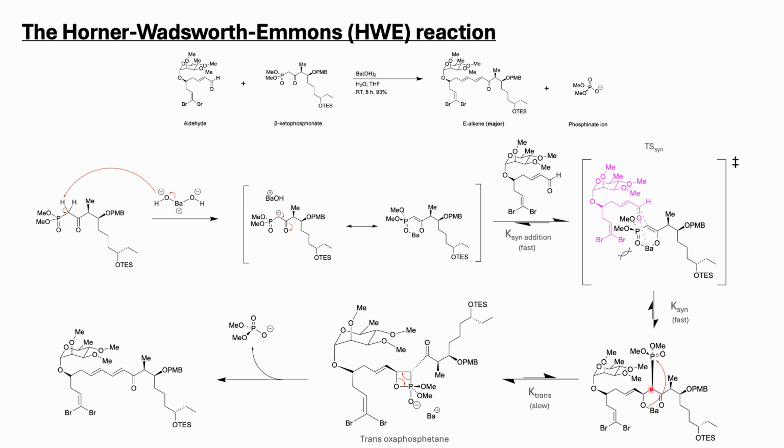Once the aldehyde has been added, the compound will undergo cyclization to form this trans-oxaphosphetane. Fragmentation of this will result in the production of this major E olefin, as well as the release of this phosphonate ion. This system is thermodynamically controlled, which also contributes to the high E selectivity.